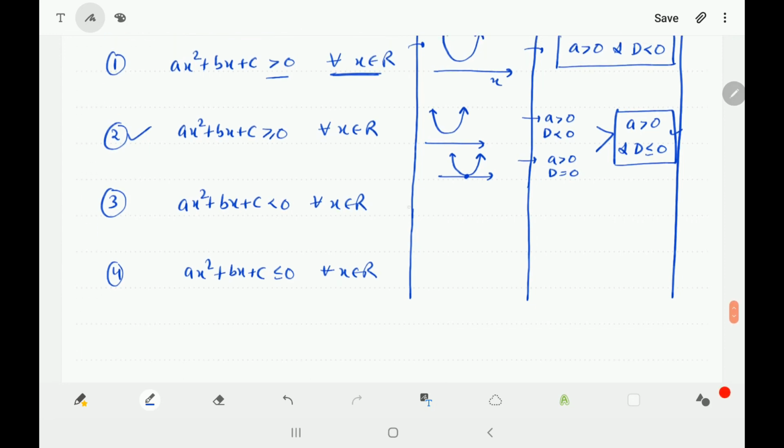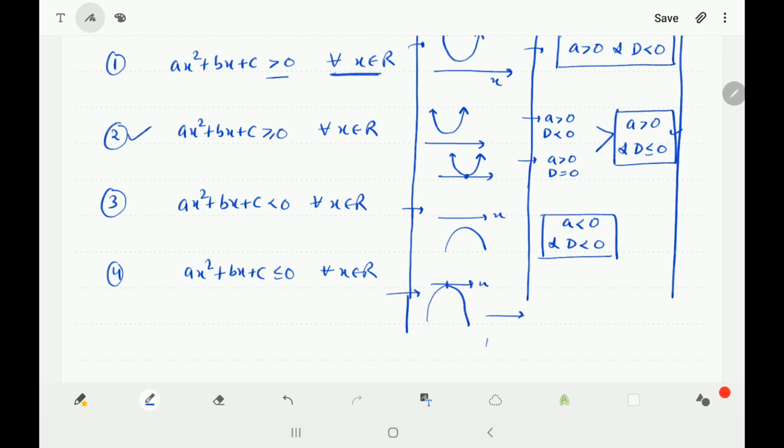Now moving on to the third, you see that the polynomial is always below x-axis because it is negative. So the condition will definitely be a is less than 0 and d is less than 0. Now for the fourth case, the picture which will come to your mind is that the parabola can be either touching the x-axis, or it can be below x-axis also. So in this case, the condition will be a less than 0 and d is less than or equal to 0. Why? Because in one case a is less than 0, d is equal to 0. In the other case a is less than 0 and d is less than 0.